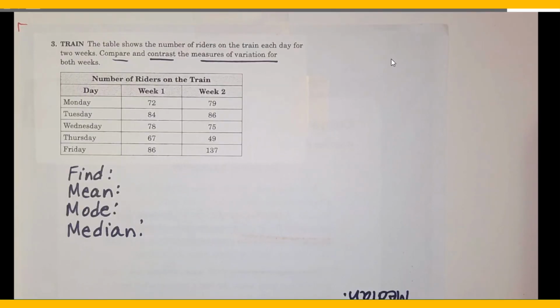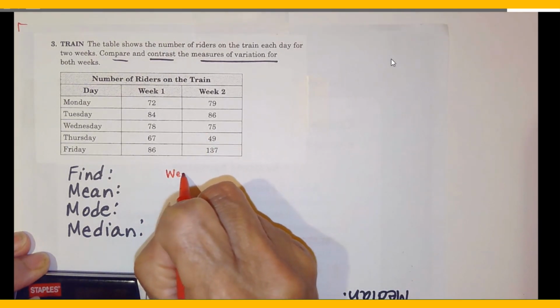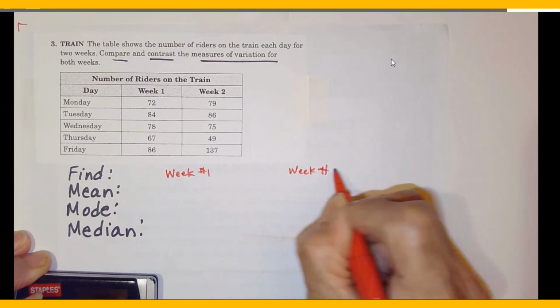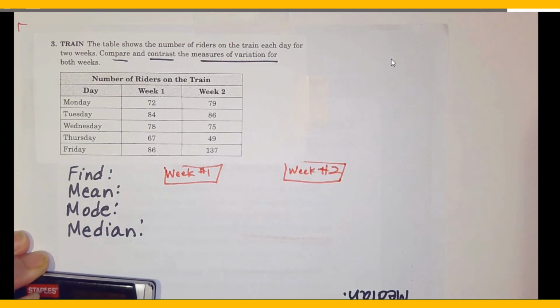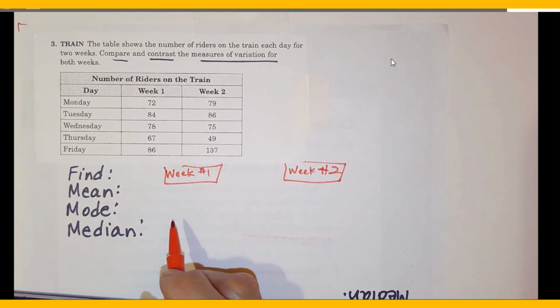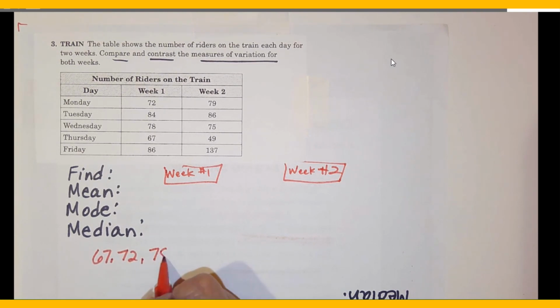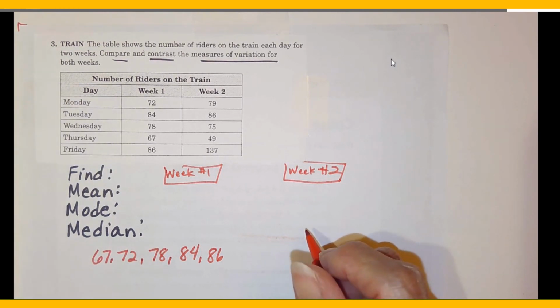Okay, students, number 3 is fairly easy. You have 2 weeks that you're comparing, so let's go ahead and do the first week. First week 1, week number 2. All right, let's go ahead and total these up. For week 1, we have 67, 72, 78, 84, and 86.